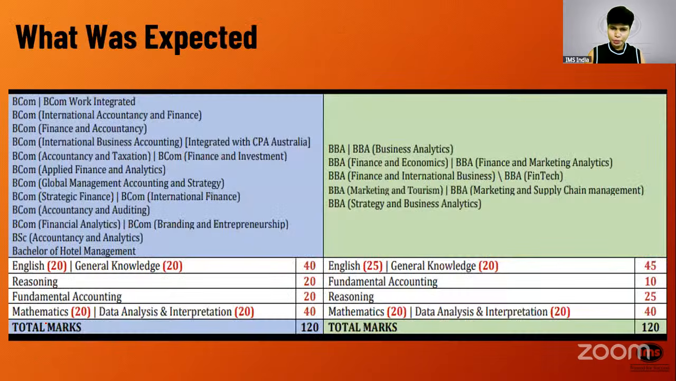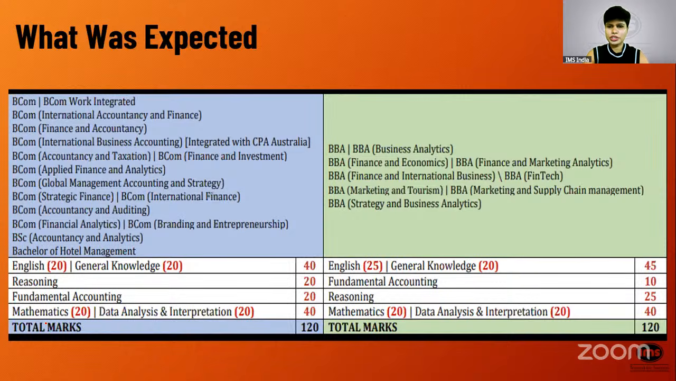What was actually expected? This was what was given. But this time, it was very clear what the different sections are going to be and the number of questions. Most of the students attending this live session are BCom or BBA students. So this was the expected one.